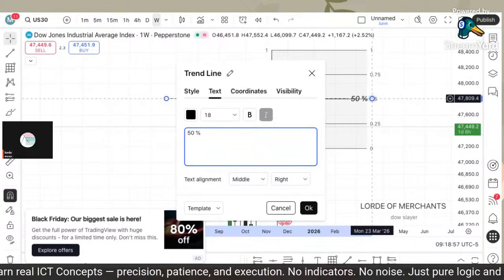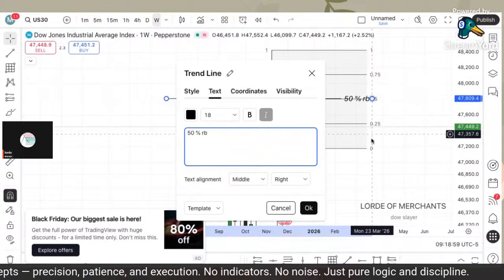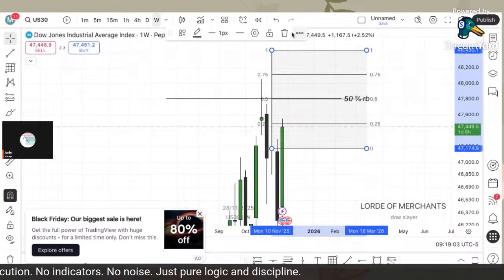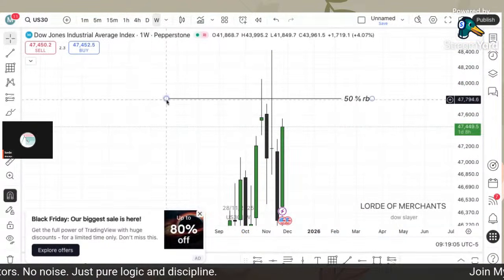50% rejection block right there. So I get my tool out, and then I come back to the daily time frame for bias.